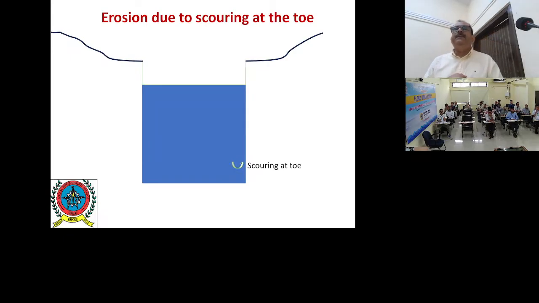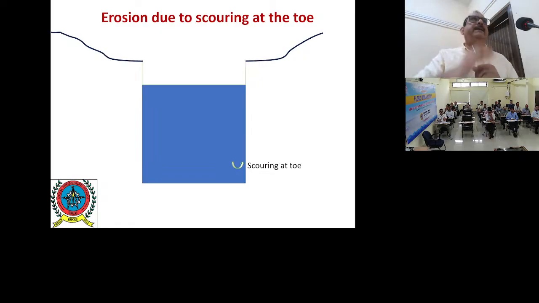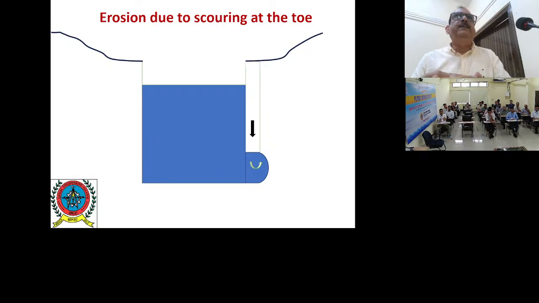Now, this is another very frequent problem. Say this is the river and the banks are vertical. What will happen? There will be scouring, as you see in the figure I have shown. There will be scouring at the toe. Due to this scouring, the bottom portion of the soil will go. Now, what is the situation? The top portion of the soil is not having any support. The bottom part is not there. So what will happen? It will fall down.